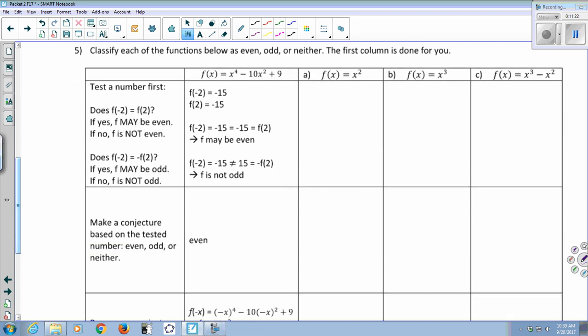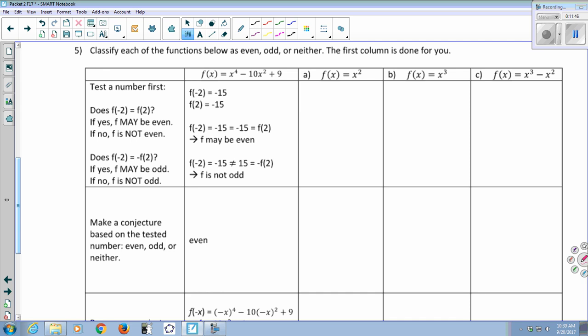All right, so I have some function formulas, and I want to classify each function as even, odd, or neither. First column is done. So in the first column, I just test a couple numbers. You want to check one positive and one negative of the same value. So I like to use 2 and -2, or 1 and -1, because smallish numbers are easier.